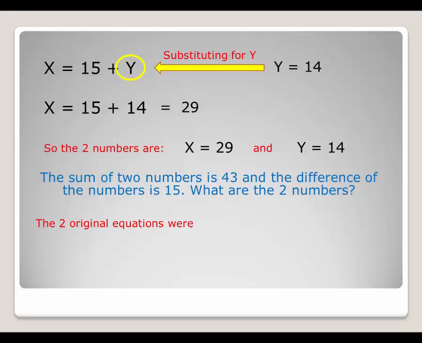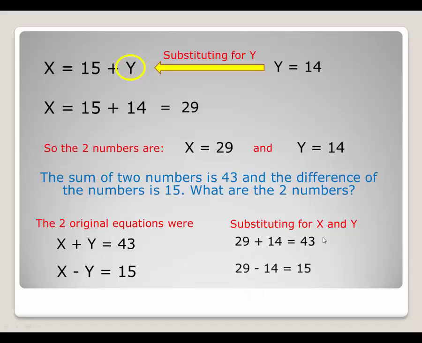The two original equations were x plus y equal 43 and x minus y equals 15. What we're going to do is substitute for x and y in both equations to prove that 29 and 14 are indeed the correct answers to the equations. So as you can see right here, 29 plus 14 is indeed 43, and 29 minus 14 is indeed 15.